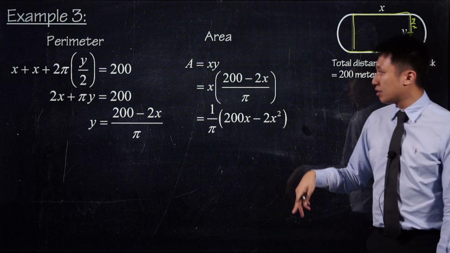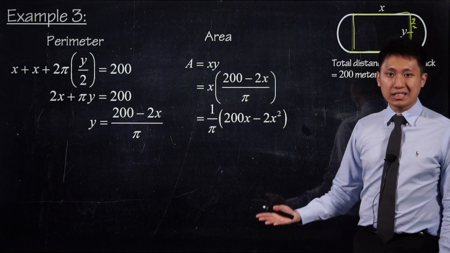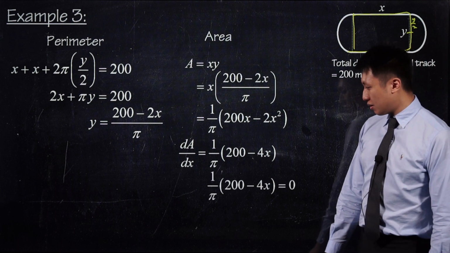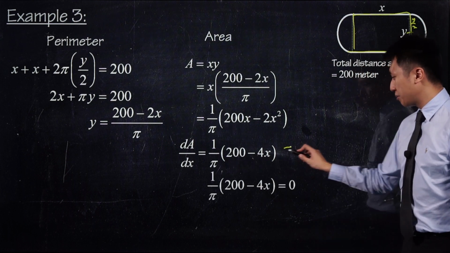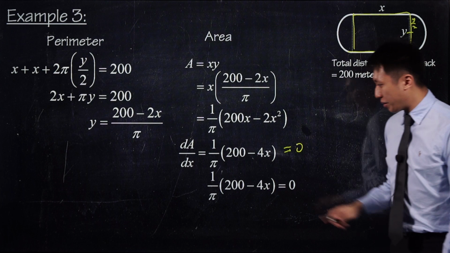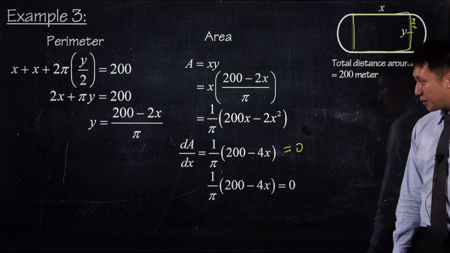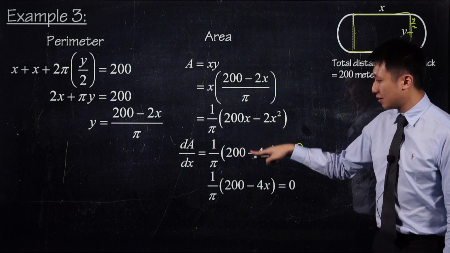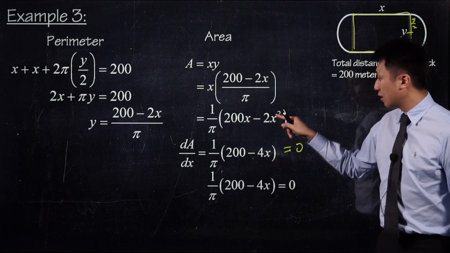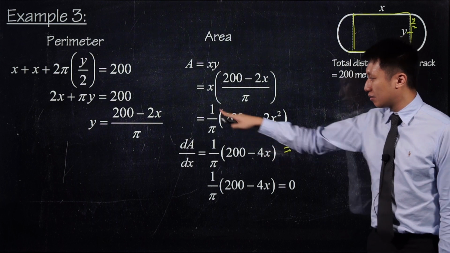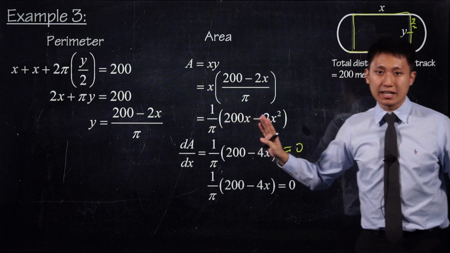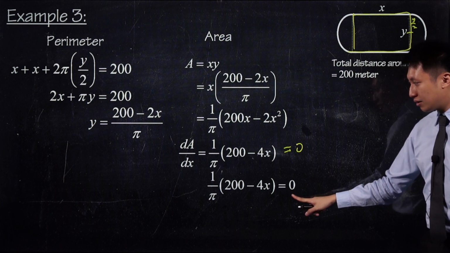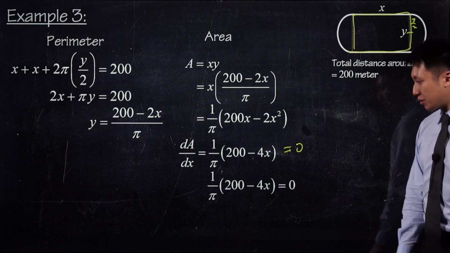Now, what do you need to do? Maximize. So I differentiate and make it equal to 0. Any problem? From here you differentiate: 200x becomes 200, and 2x squared becomes 4x. The constant you put outside, it never changes anything. Then this one is equal to 0. What does that mean?